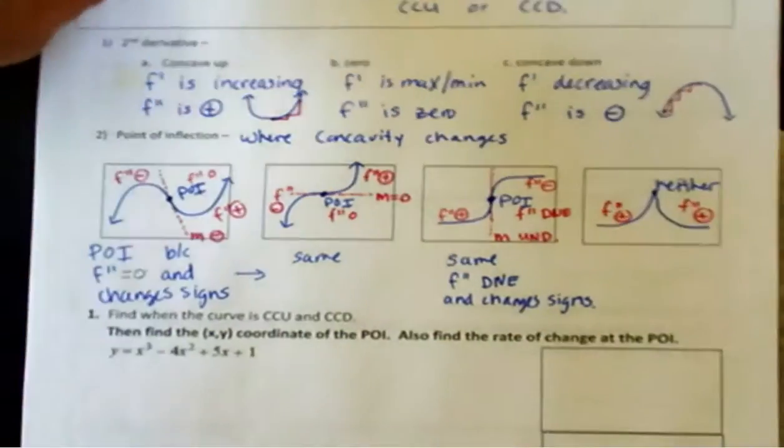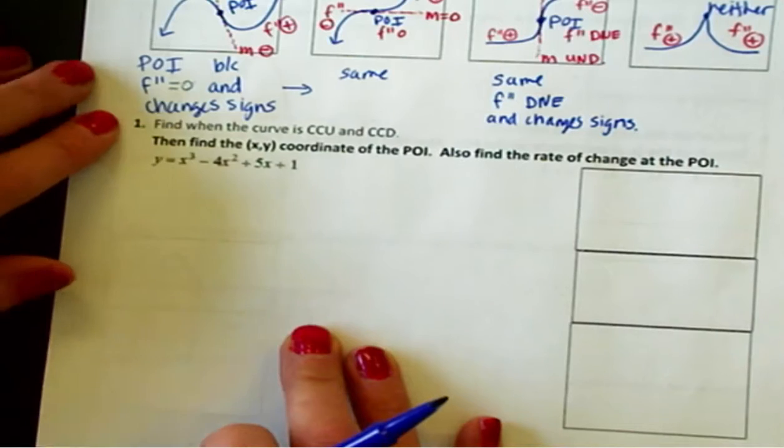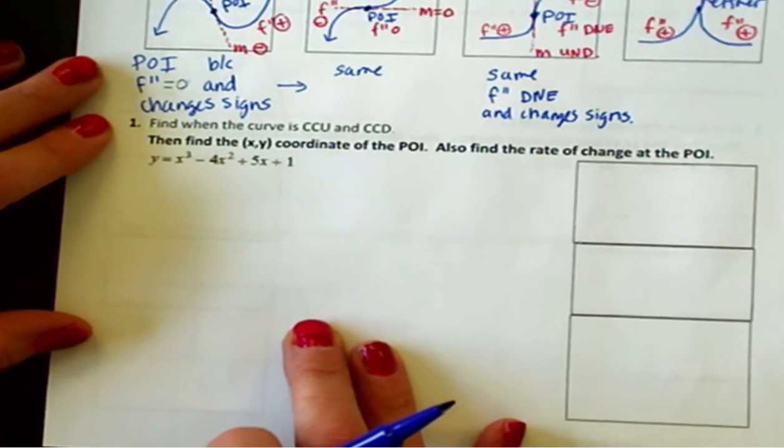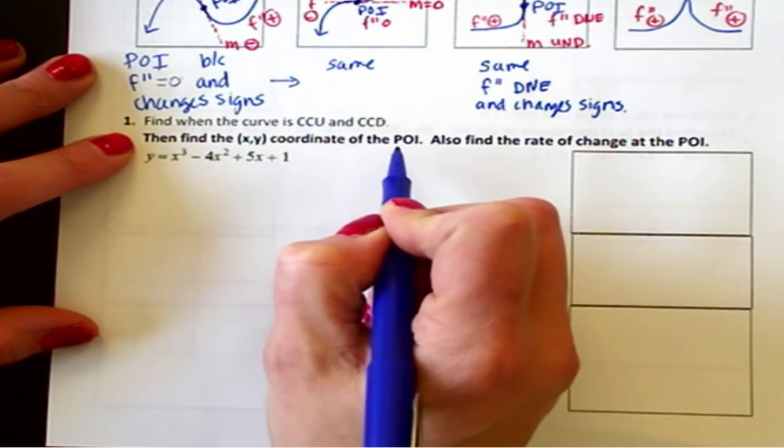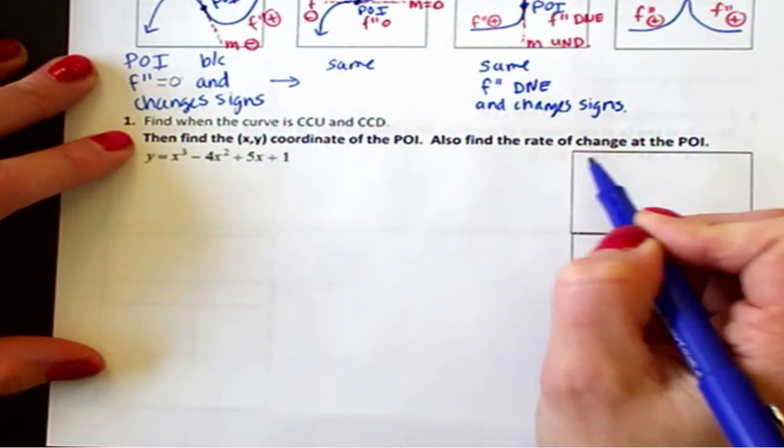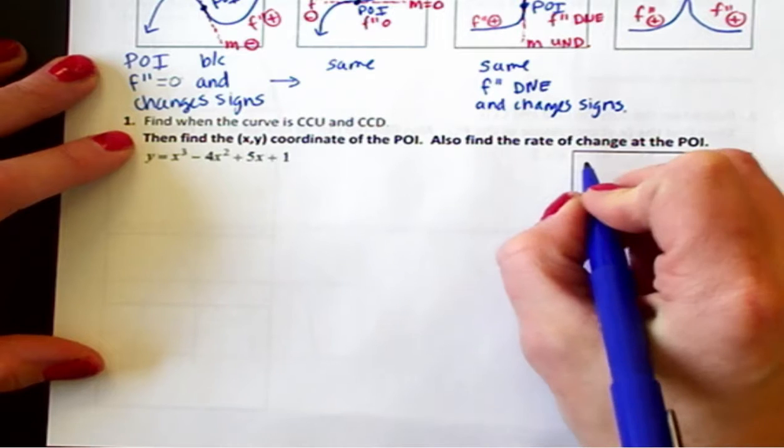All right, so let's go ahead. It says find when the curve is concave up and concave down. Then find the coordinate of the point of inflection and the rate of change at the point of inflection.